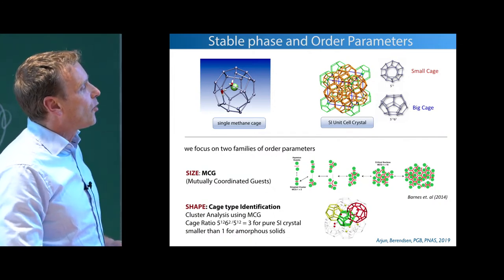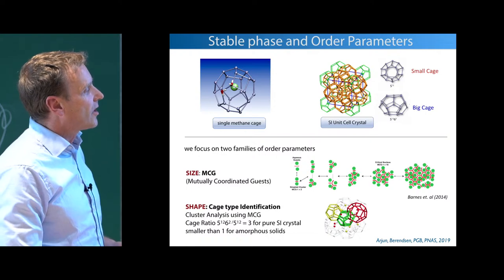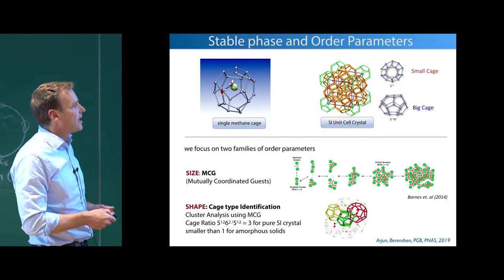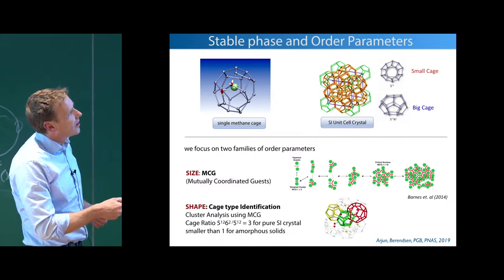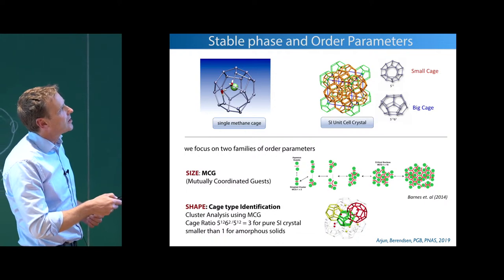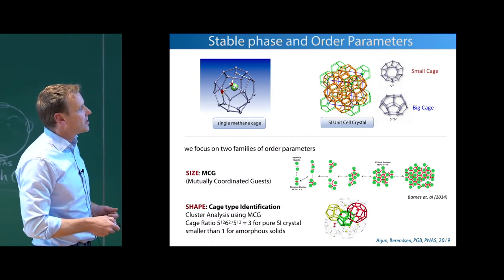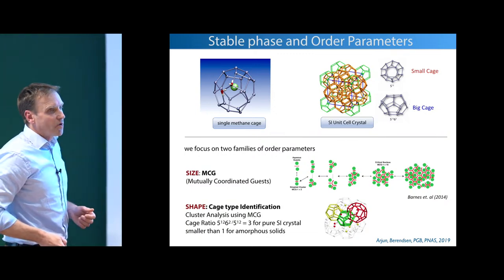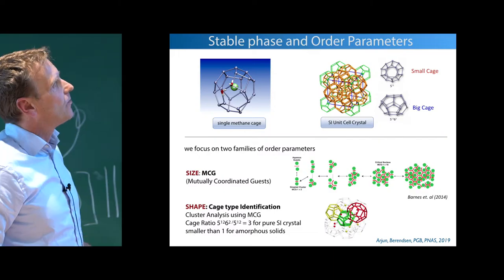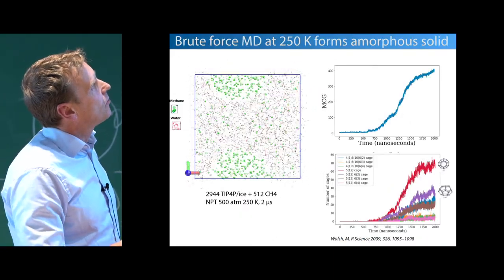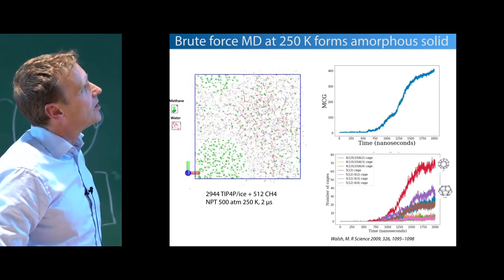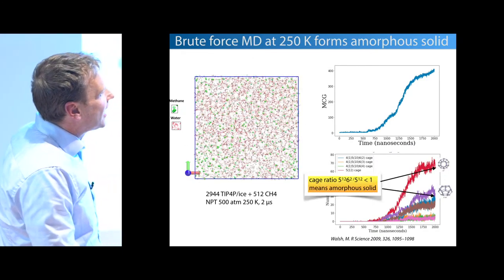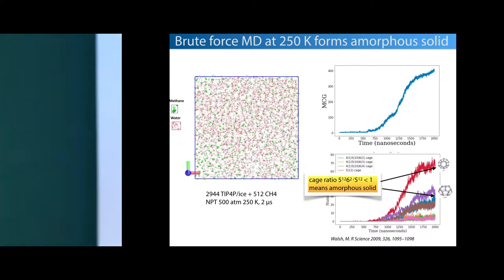So the important thing for this application is to know that the cage ratio is 3 for a pure crystal and is smaller than 1 for amorphous solids. So that means that if there are more big cages than small cages, then you have an S1 solid. And if there is more small than big, then you have an amorphous solid. And so this is a typical polymorph transition, and we have either one or the other. And in fact, if you do brute force MD here at a very low temperature, so here you see an MD simulation, you can form a solid, but clearly it's amorphous. And indeed, if we look at the cage ratio of the two figs, it is an amorphous solid. So that all makes sense.